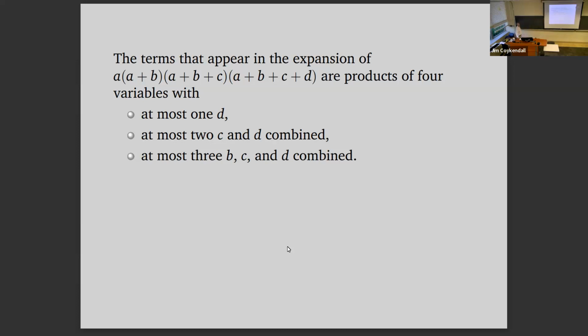So these are products with 4 variables, with at most 1 d, and at most 2 c and d combined. Not only do you not see a c cubed, you don't see a c squared d. If you have a c squared, it has to be this times this, in which case I did not select the d from this last one. And at most 3 b, c, and d combined. That sounds similar to something we saw earlier.